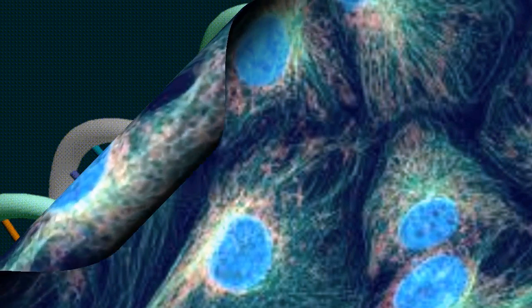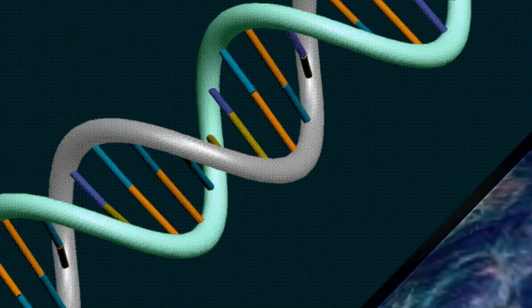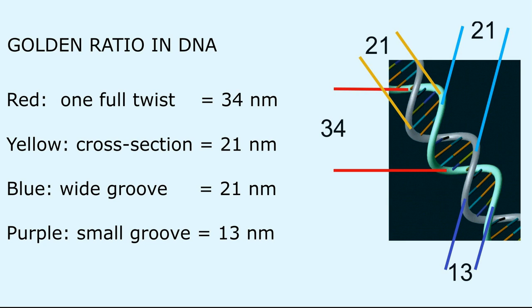It appears that one full twist of the double DNA helix, that is, the distance between the red lines, is 34 nanometers. The width of the double DNA helix, the distance between the yellow lines, is 21 nanometers. The white groove shown by the blue lines is also 21 nanometers, and the small groove, the groove between the purple lines, is 13 nanometers. In other words, the spatial structure of DNA complies with the golden ratio.